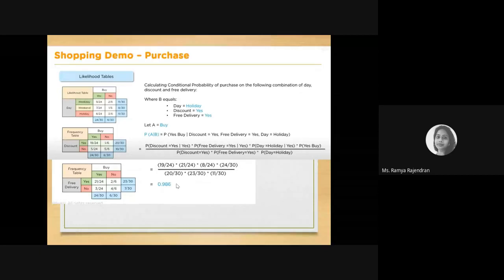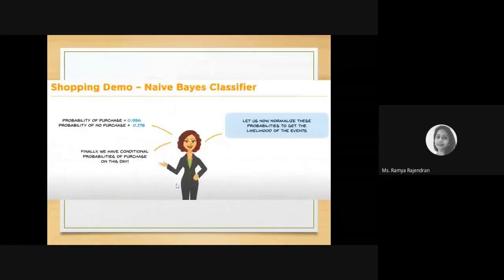Okay, so here the probability for purchase is 0.986 and not purchase is 0.7, but it is just conditional probability, right? We just computed based on the Bayes theorem. We have to convert these probabilities into likelihoods of occurrence of the event. We have to do some normalization here.